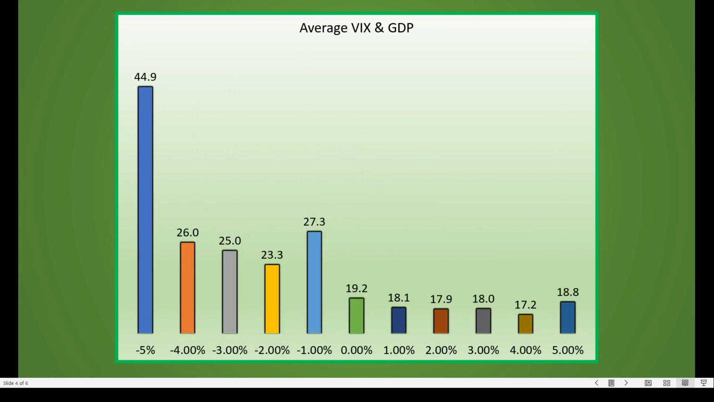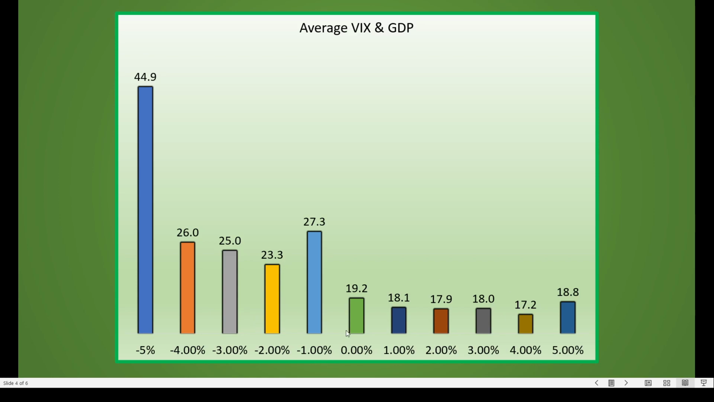Well, these are what the averages look like. This is what the data looks like. On the bottom, we see the x-axis. Those are the different brackets as far as GDP. And the numbers above here represent the average VIX level. Now, GDP is released on a quarterly basis, so these are the average VIX levels over the course of that entire quarter.